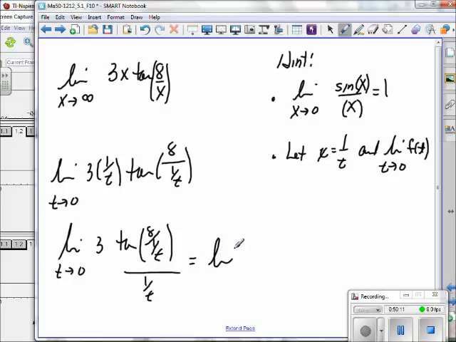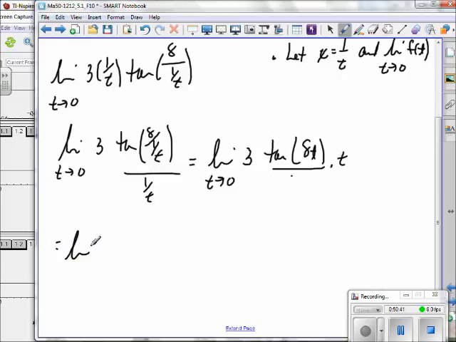Let's do this. Let's do the limit as t goes to 0 of 3 times the tangent of, what is 8 divided by 1 divided by t? 8t. Divided by, well, if I divide by a fraction, that's the same thing as multiplying by the reciprocal. Okay, so now I've got the limit as t goes to 0 of 3t times the tangent of 8t.